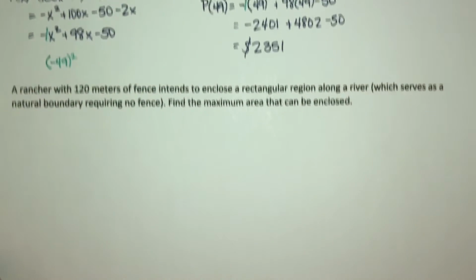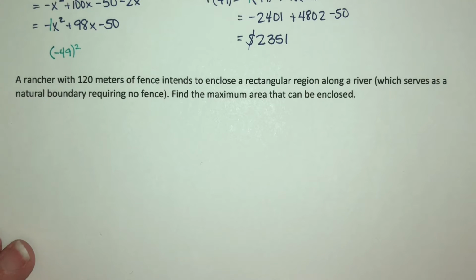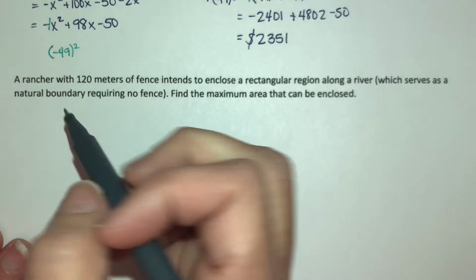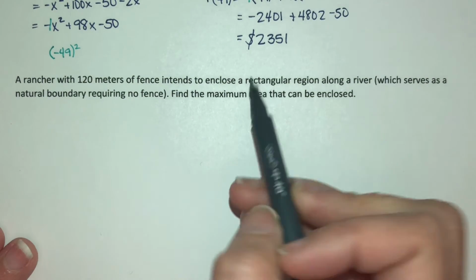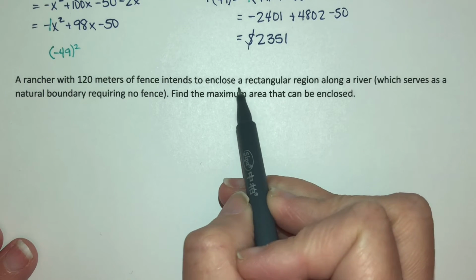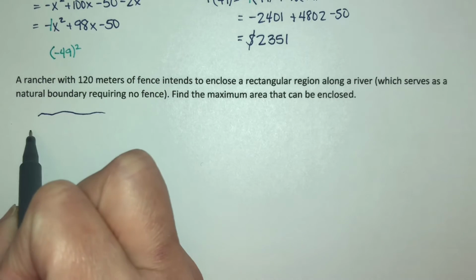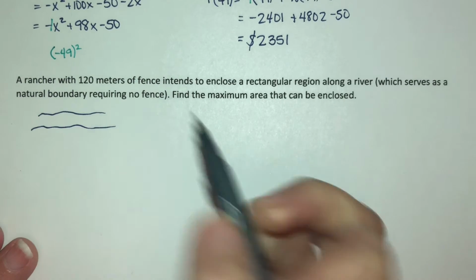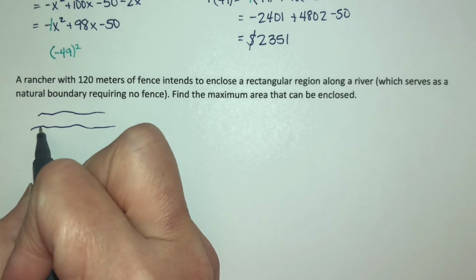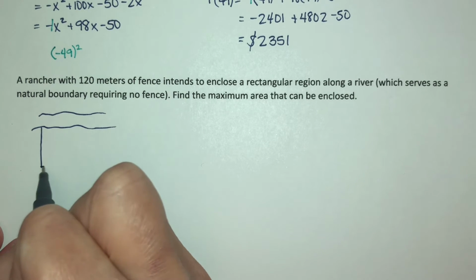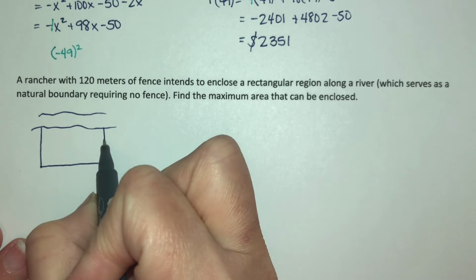Okay. A rancher with 120 meters of fence intends to enclose a rectangular region along a river which serves as a natural boundary requiring no fence. Find the maximum area that can be enclosed. So as soon as I start hearing geometry words, I know that drawing a picture is likely to help me. So I have this river, which is a natural boundary. We're going to put in a rectangular enclosure like that.